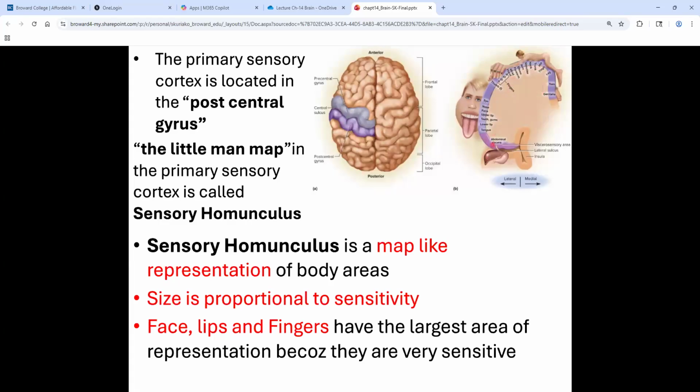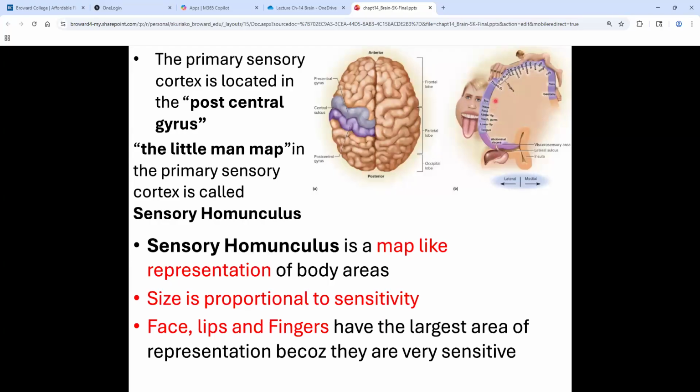So I told you the sensory cortex is in the postcentral gyrus. This is the primary sensory cortex. And this is the map I'm talking about, the little man map. And this is called the sensory homunculus. So if you look at this map here, you can see it's like a little man, right? And you can see it's not proportional to the size of the organs. For example, here, the face is very big. The hand is very big. The body is small. This is a tongue. Tongue is very big.